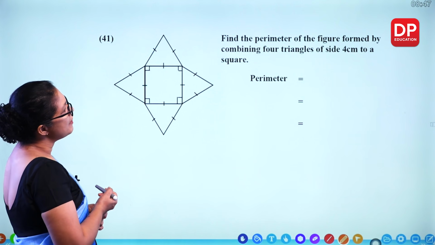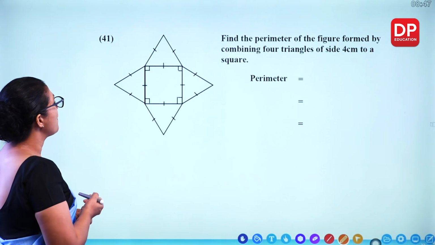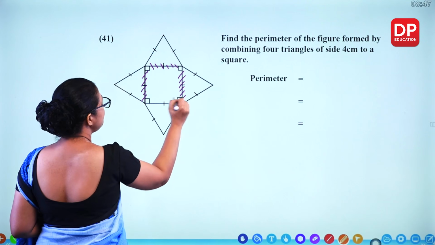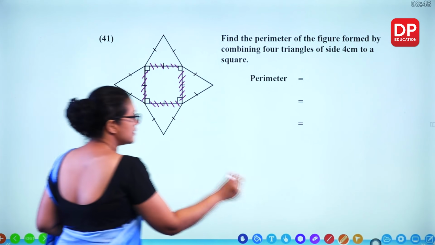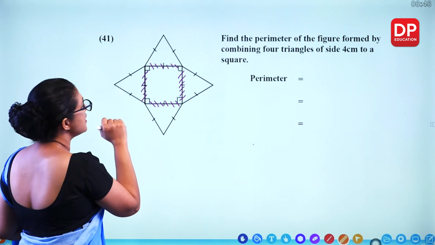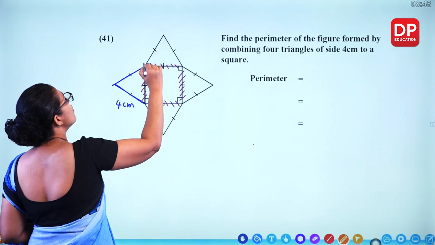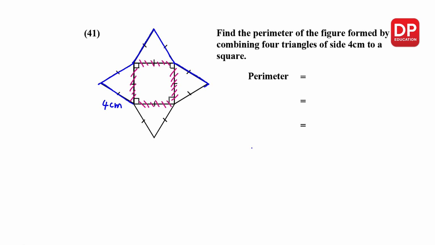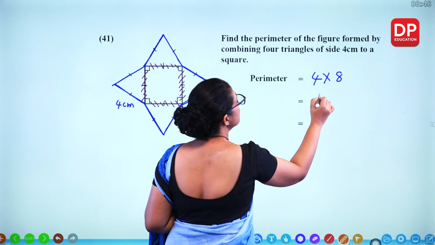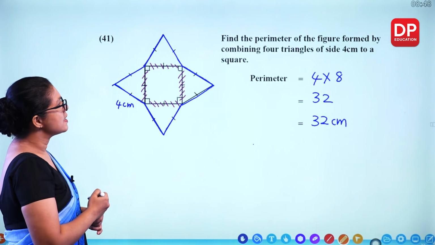This one, find the perimeter of the figure formed by combining 4 triangles of side 4 centimeters to a square. So you can't take these four sides. That's inside. So we'll take outside length. All lengths are 4 centimeters. So we'll count how many 4s are there. 1, 2, 3, 4, 5, 6, 7, 8. 4 times 8, 32. So the perimeter is 32 centimeters.